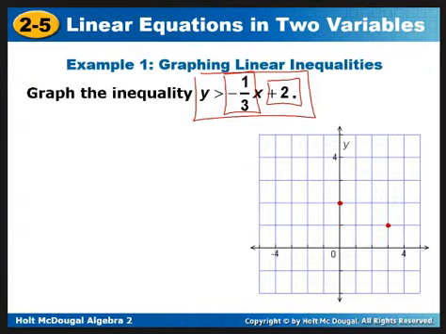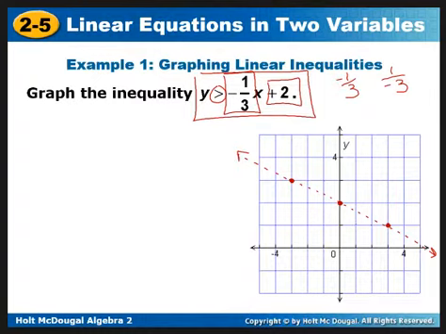Or I can go up 1 and back 3. Remember, the whole idea of a negative slope is that this can represent -1/3, or it could also represent 1 over -3. Now, because I don't have an equal to part in there, the line that I fill in has to be dashed or dotted.